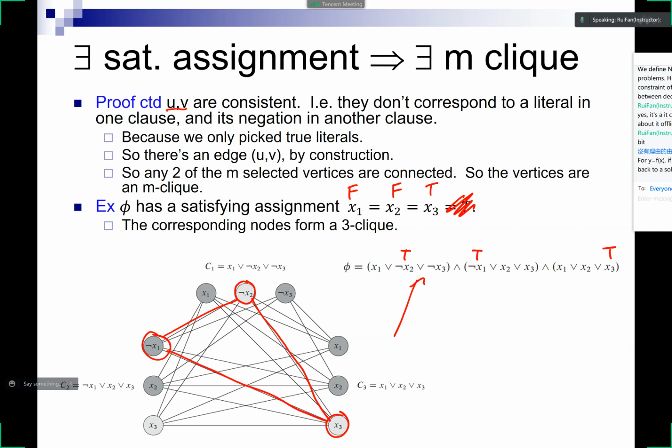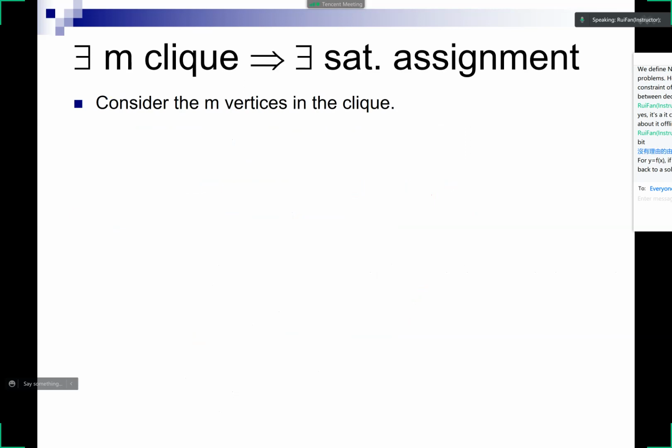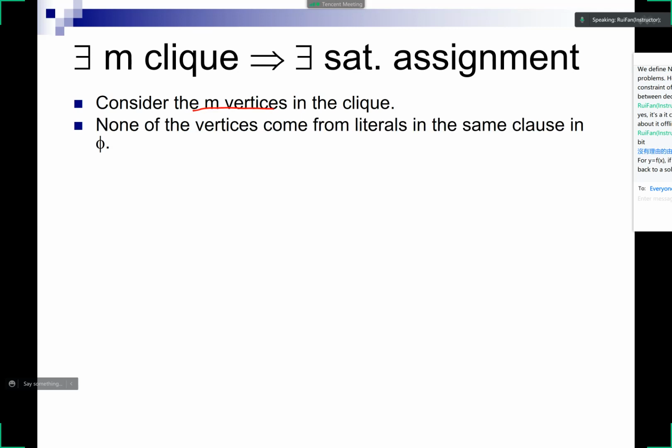Now we're going to do the other part, because we need this reduction to be if and only if. We need to show that if there is an m-clique in this graph, then there is a satisfying assignment to the formula. The reason this is true is that, suppose you have an m-clique. Let's pick out these m vertices, which are all connected.